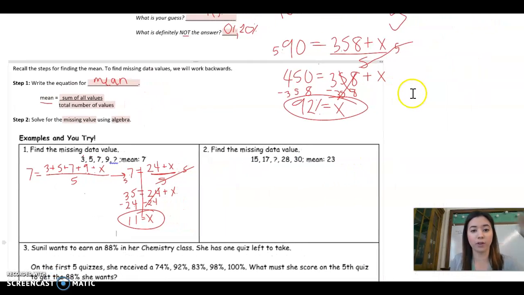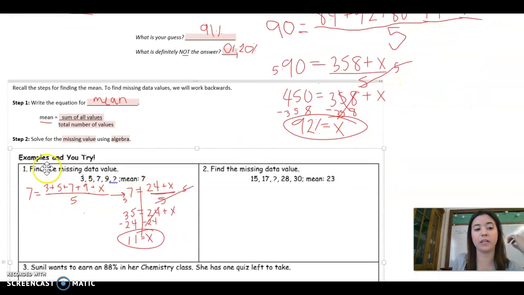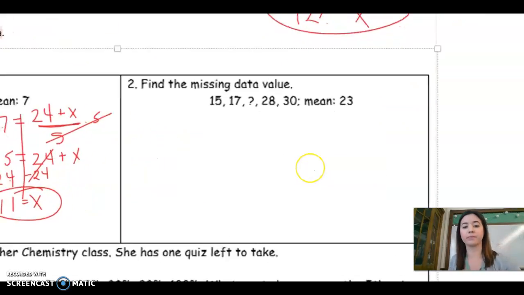So again, if we look back, steps are exactly the same. Our mean equals add your numbers up plus your missing value, x, divided by how many things you have. 1, 2, 3, 4, 5. Move your denominator, and then move the other value with your x.